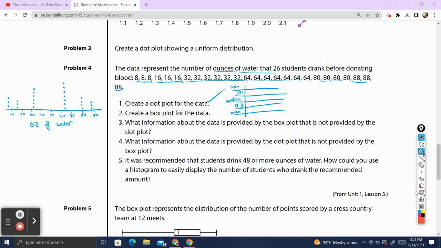So my minimum value is my smallest value. That's an 8, because that's my lowest value. My maximum value will be my highest value, which will be 88. My median is going to be the one that's in the middle. So I'm going to quickly do this. We got 3 on this side, 3 88s. We got 3 16s. We got 3 80s. And let's go ahead and calculate this quickly.